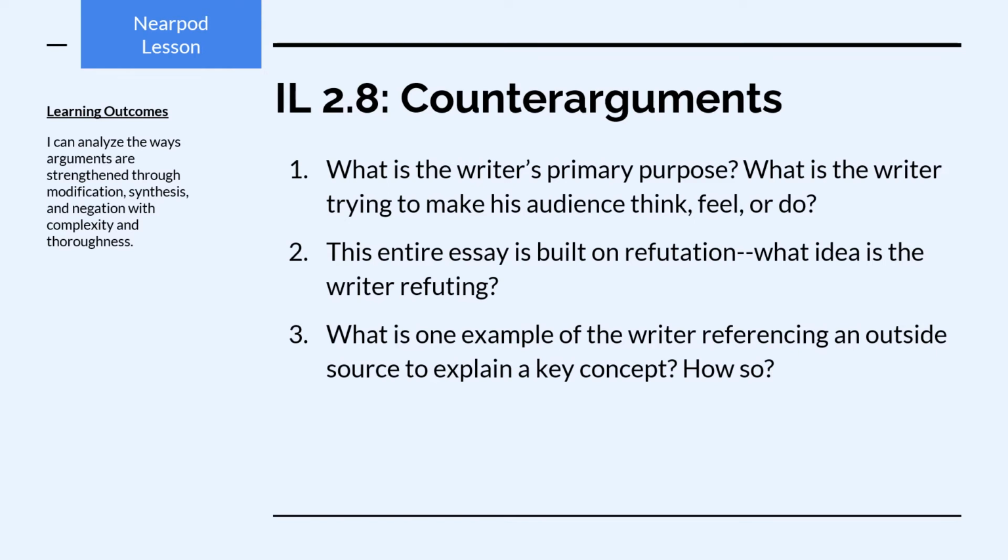Question number 3, what is one example of the writer referencing an outside source to explain a key concept? Well, he does this in paragraph 3 with that long quotation from Charles Krauthammer, where he says official means the language of the government and its institutions. So he is referring to Charles Krauthammer's explanation of what an official language actually would entail.